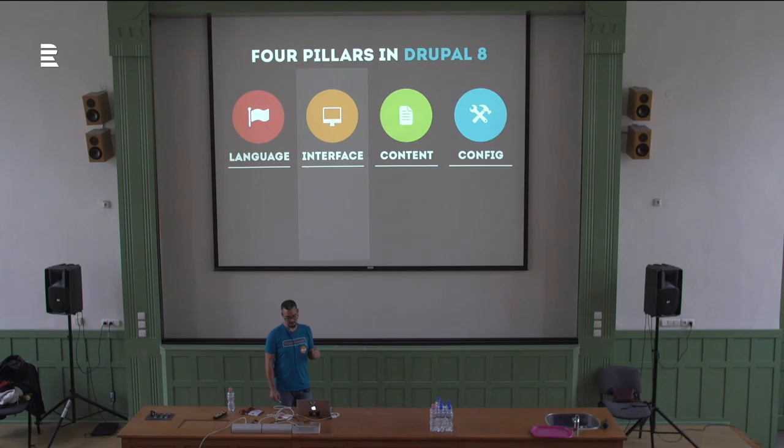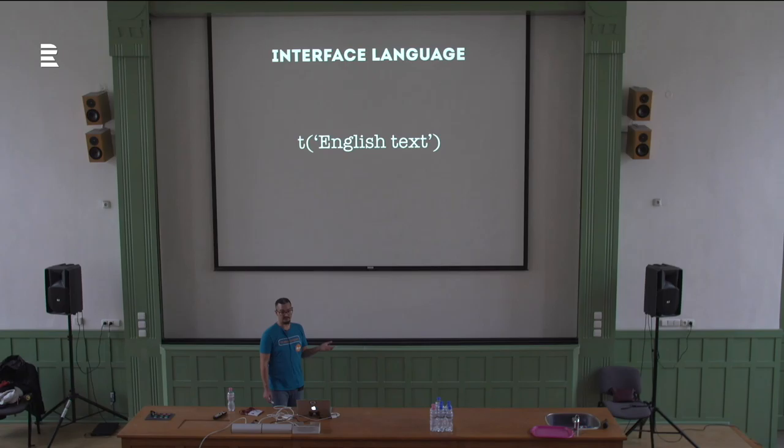Now that you have your languages on your side, you may need to translate your user interface text to those languages. If you remember in Drupal 7, we had the magic T function where you wrap everything there and it will return the translation. So in Drupal 8, it's apparently the same. And if you are using these APIs, in 99% of the cases, you just call T as you did in Drupal 7. But internally, there are a lot of differences that allow us to do a lot of new things.